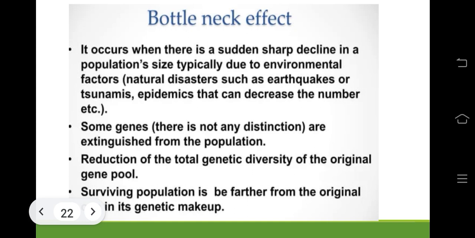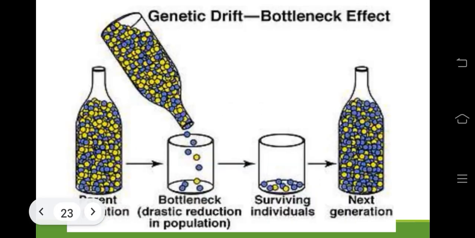Bottleneck effect occurs when there is a sudden sharp decline in population size, typically due to environmental factors, natural hazards such as earthquakes or tsunamis, epidemics, etc. Some genes are extinguished from the population. There is a reduction of the total genetic diversity of the original gene pool. The surviving population is further from the original in its genetic makeup.